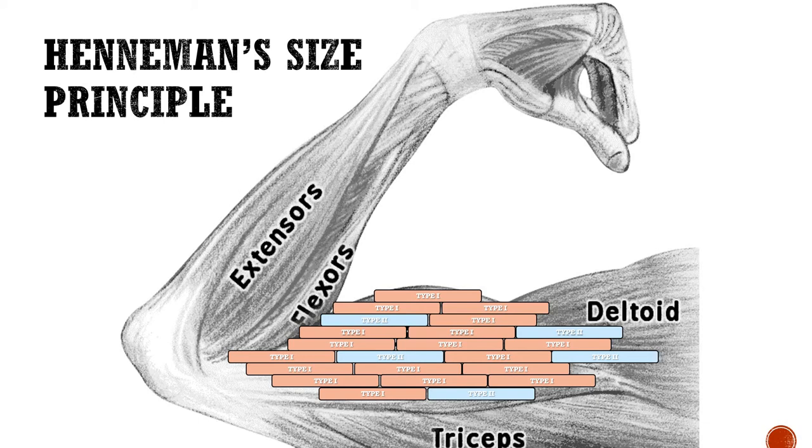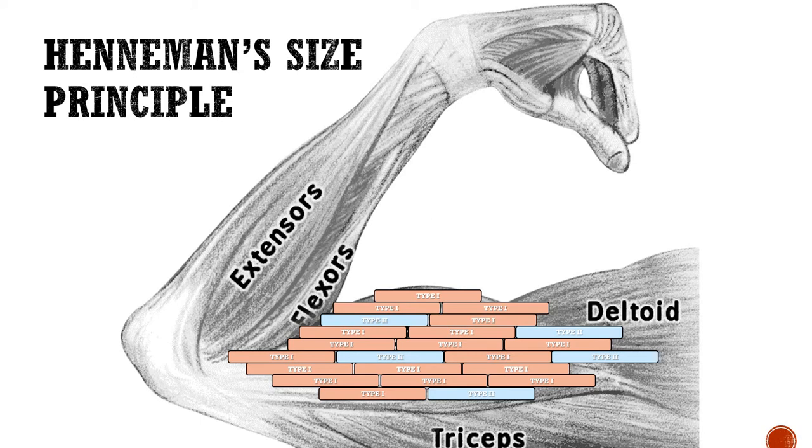Obviously you'd have a few more than this, somewhere around 10,000 muscle fibers, but we'll make do with however many are on here, 20 or so. And just to keep things simple, we've stuck with type 1 slow twitch muscle fibers and type 2 fast twitch muscle fibers. Obviously there are type 2 A, B and X, but we're just trying to keep things simple here.